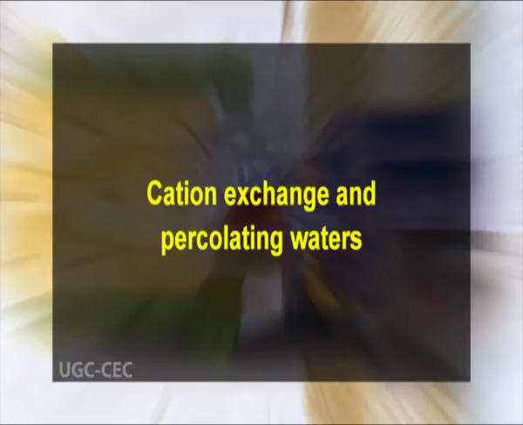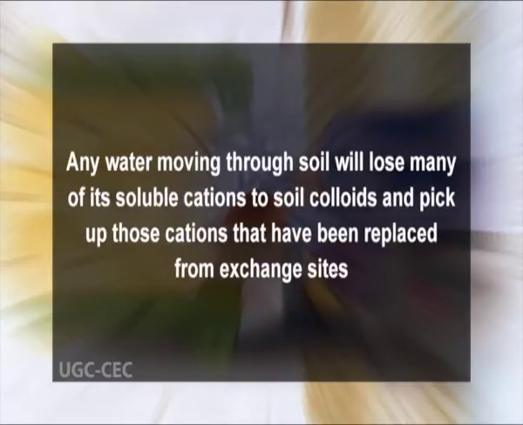Cation exchange and percolating waters. Any water moving through the soil will lose many of its soluble cations to the soil colloids and pick up those cations that have been replaced from the exchange sites. Cation nutrients such as potassium, ammonium and calcium will not move far in the soil before they are adsorbed to the exchange sites. This reduces their leaching loss.